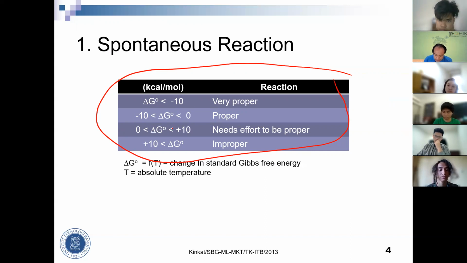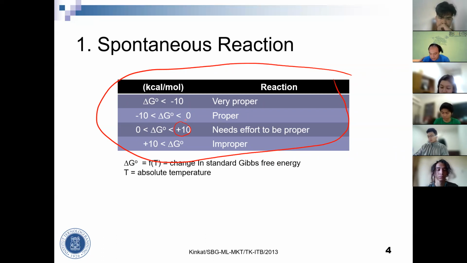If the delta G is positive, but still less than plus 10, it means that this reaction needs some more effort to be properly done. So if delta G is positive but only slightly positive, we need a little extra effort to make it happen.